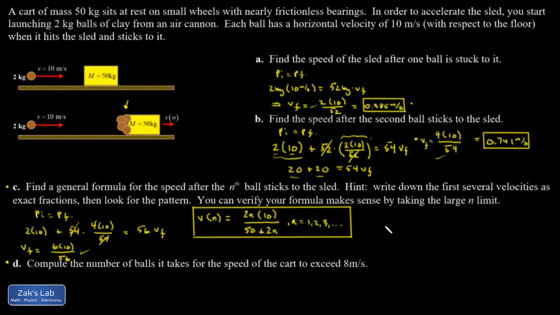So this cart just keeps speeding up and speeding up and speeding up, and it does so slower and slower because its mass is growing and growing. So what's the limit to this process? The limit is when the cart is approaching 10 meters per second. It's going to get to the point where those clay balls can't catch up anymore. So absolutely, it can't go faster than 10. When I take the large n limit, I'm going to go ahead and simplify the numerator to 20n.